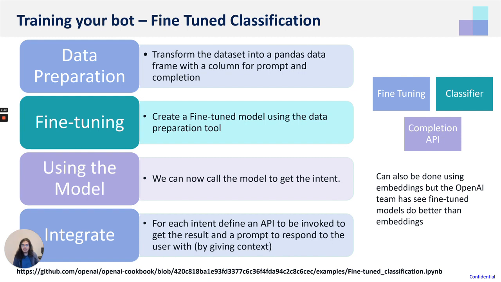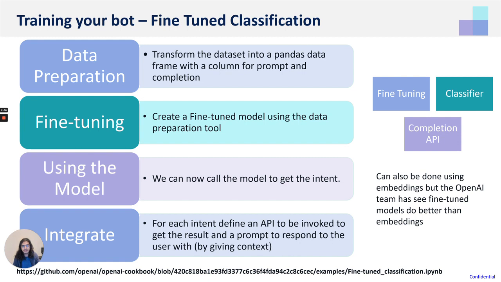Next, we need to integrate. For each intent, we need to define an API to be invoked. For example, for vacation balance, we'll create a corresponding API. Then we'll give a prompt to ChatGPT or GPT to create the response. We'll tell it, based on this question and the following answer, please create an answer for us. Why do we do that? So it doesn't sound robotic.